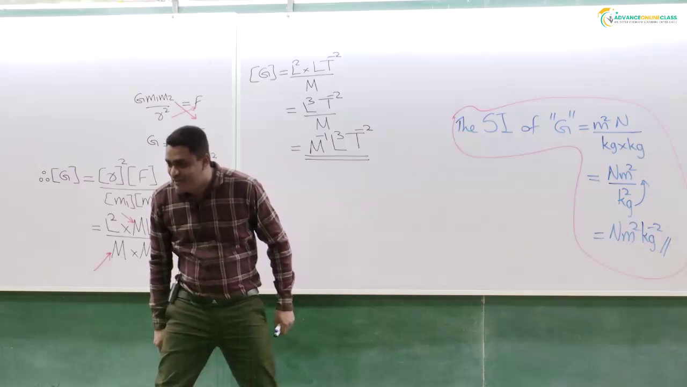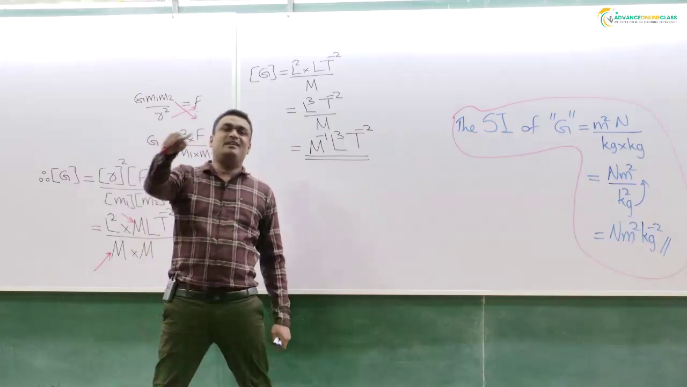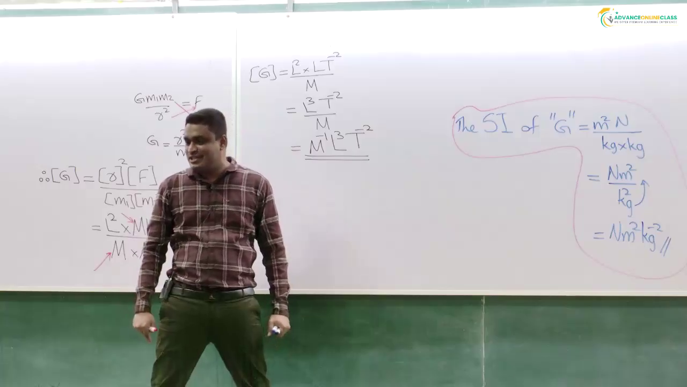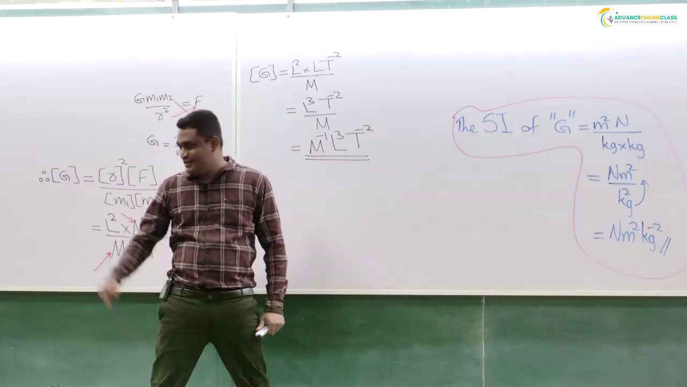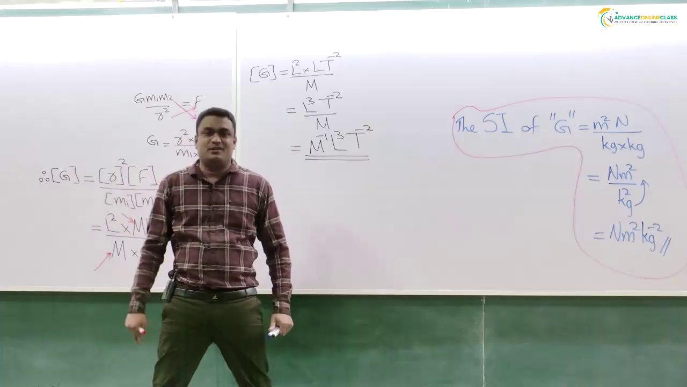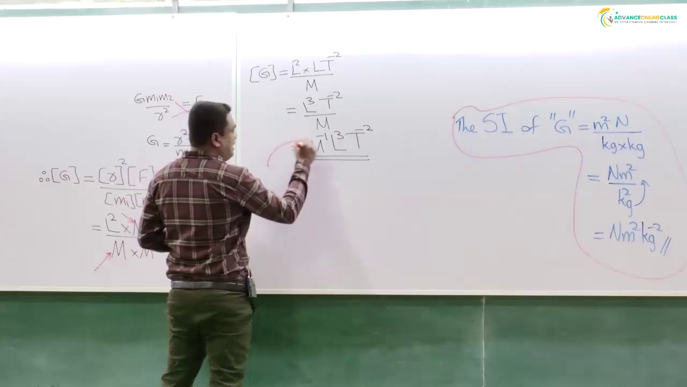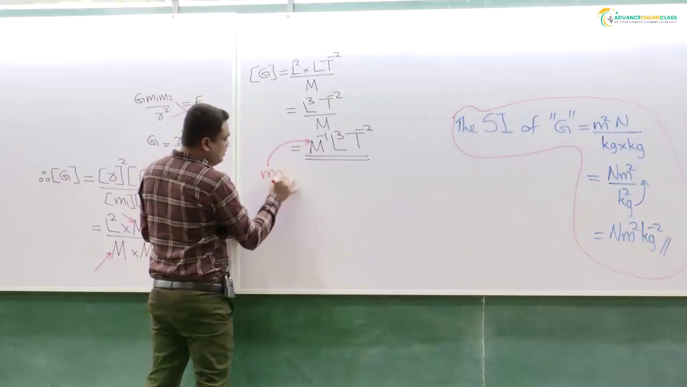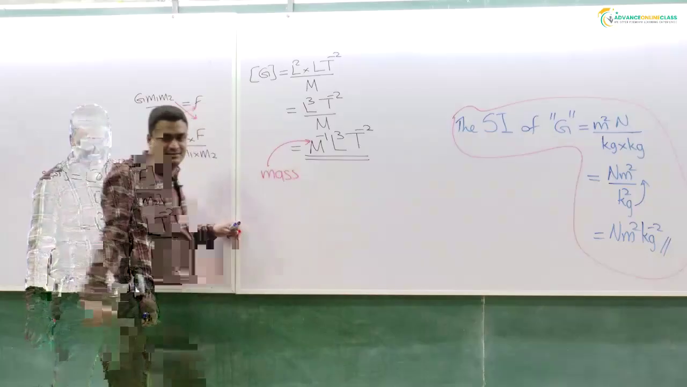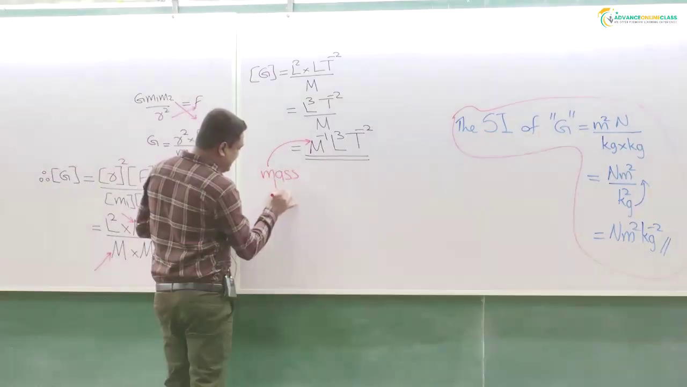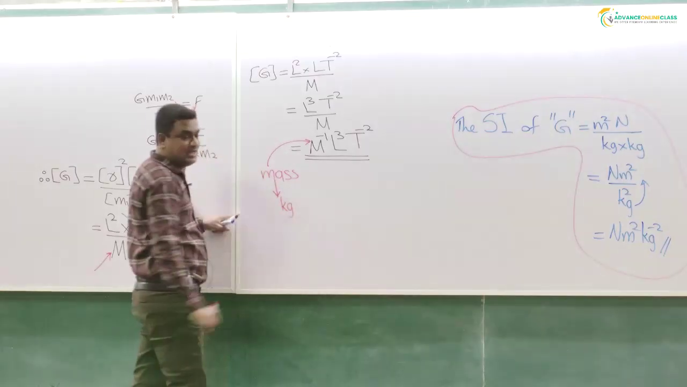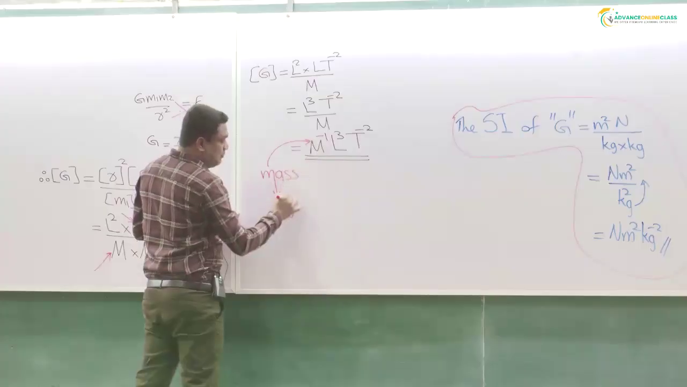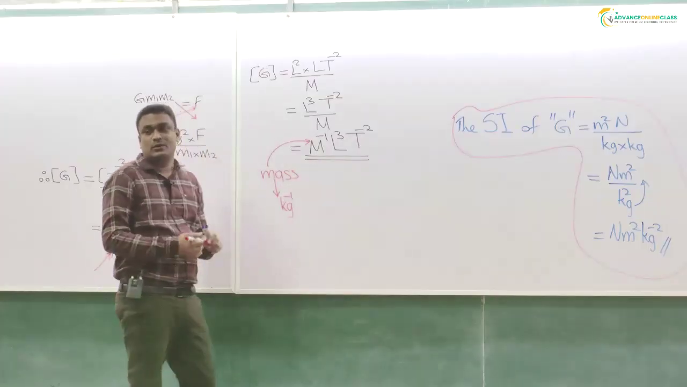Target, find the fundamental unit of universal gravitation constant. What is our target? Finding the fundamental SI unit of universal gravitation constant. Capital M is the dimension of mass. SI unit of mass is kilogram. M to power minus 1, therefore we write a minus 1 power to kilogram.